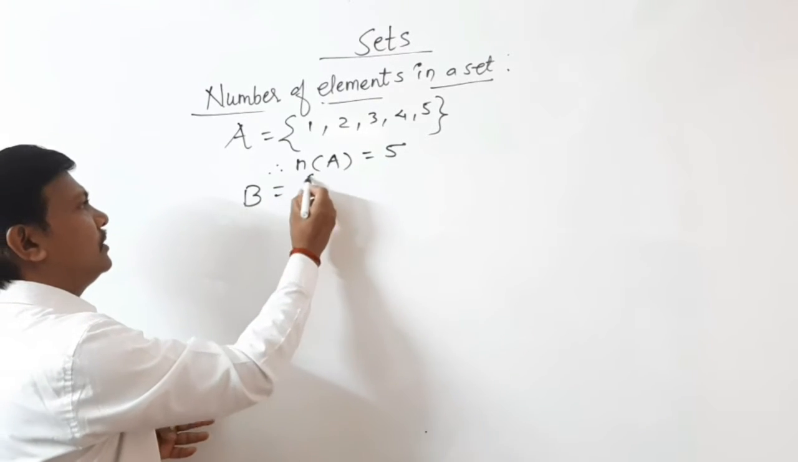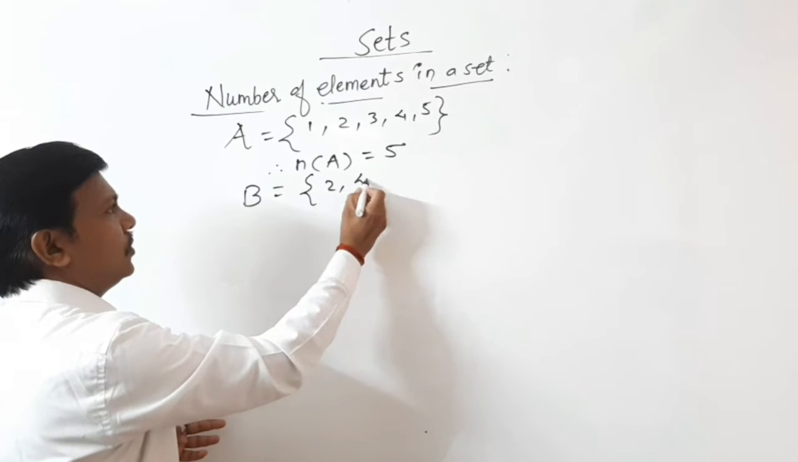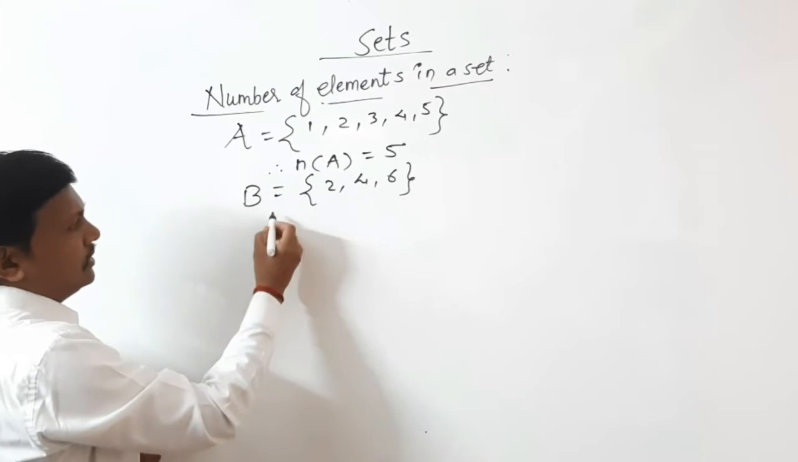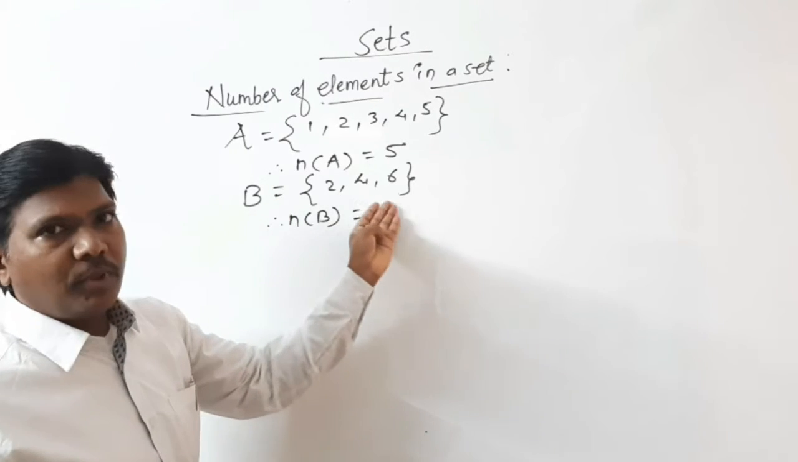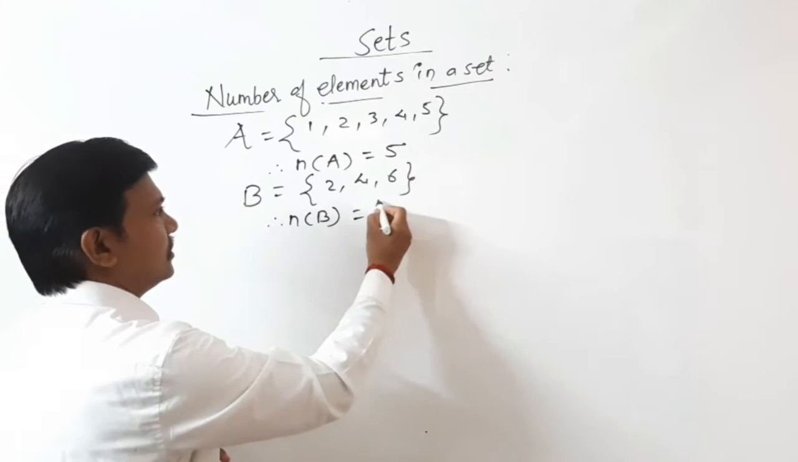Suppose B is a set and in B there is 2, 4, 6. Then again n(B) means number of elements in set B, that is 1, 2, 3, means 3.